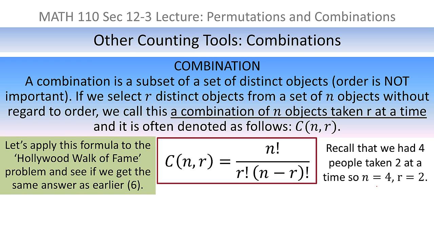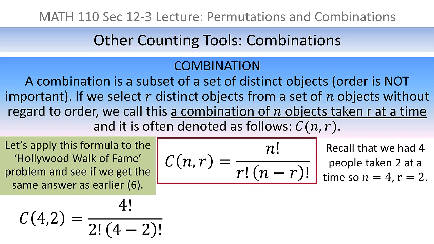And for this problem, there are 4 people. They're still Leia, Luke, Han, and Yoda, and we're choosing them 2 at a time to get stars on the Hollywood Walk of Fame. So order doesn't matter. That means it's a combination. So I simply put 4 in for n here and here, and r equal 2 here and here.